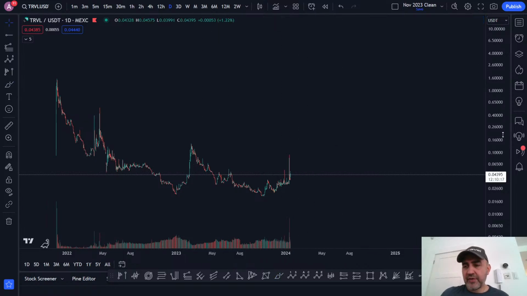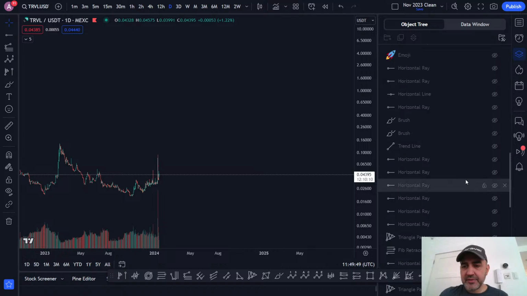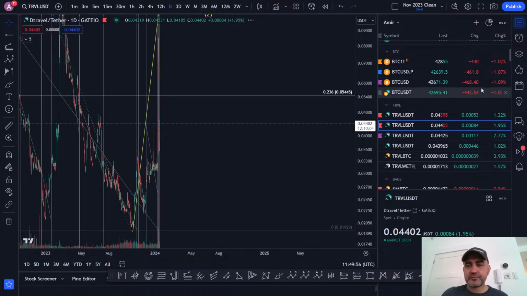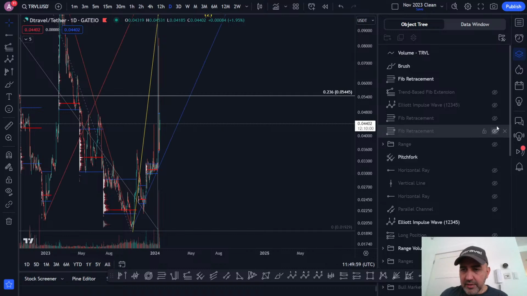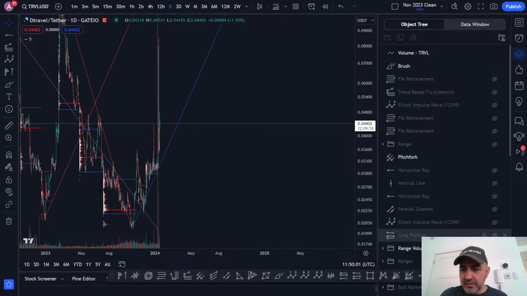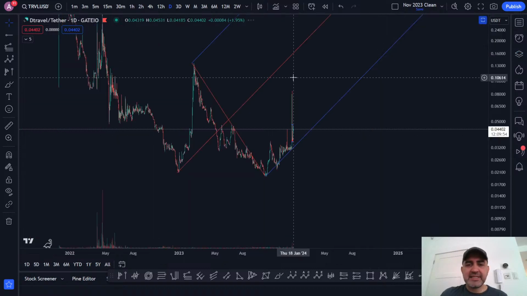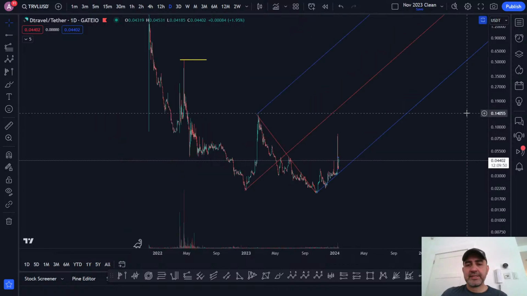if I showed you the pitchfork that I drew before, is it on this chart or is it on the other chart? No, it's on the other one. It's on my gate chart. There, and I'll get rid of the rest. This is just an idea. I don't know if this is going to play out, right?